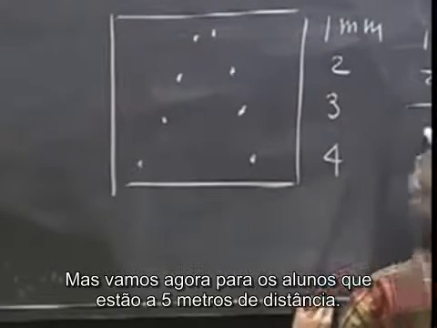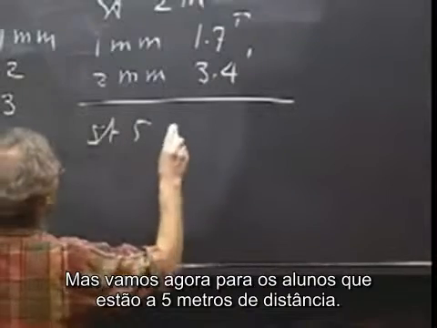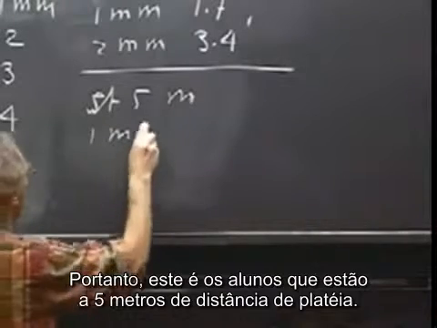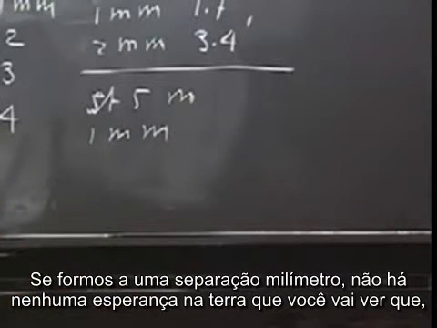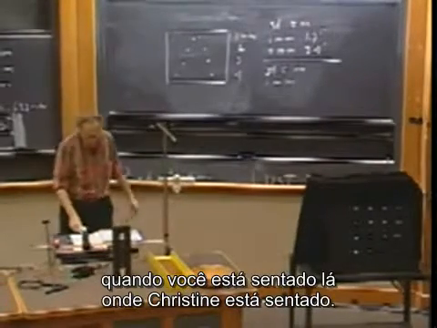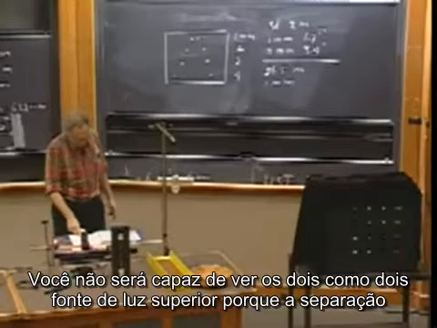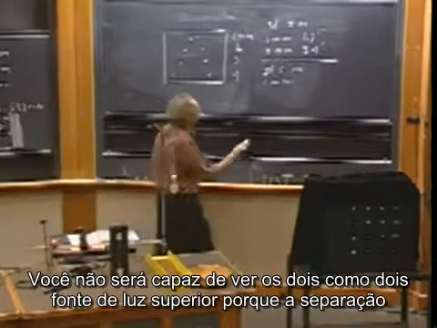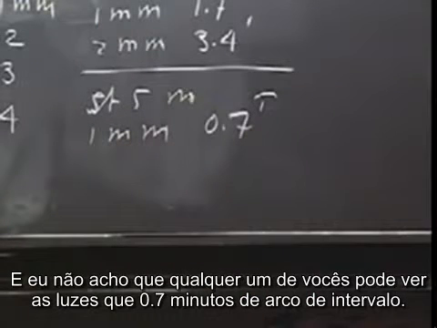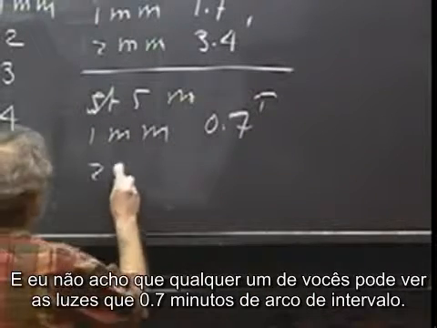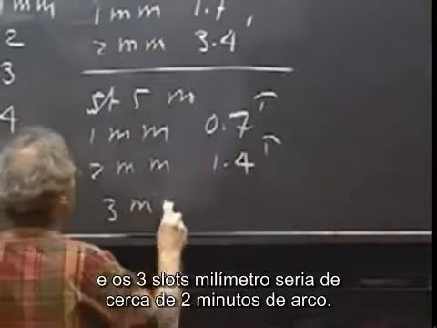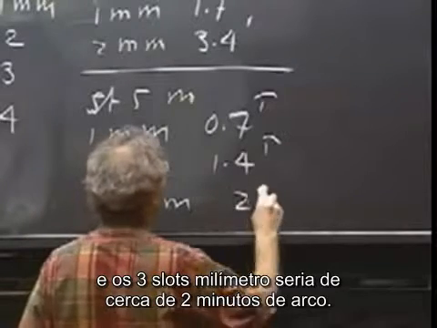But let's now go to the students who are 5 meters away. So this is the students who are 5 meters away in the audience. If we go to the 1 millimeter separation, there is no hope on earth that you will see that when you're sitting there where Christine is sitting. You will not be able to see the upper two as two light sources because the separation is only 0.7 arc minutes. And I don't think that any one of you can see lights that are 0.7 arc minutes apart. The 2 millimeter slots would be 1.4 arc minutes, and the 3 millimeter slots would be about 2 arc minutes.